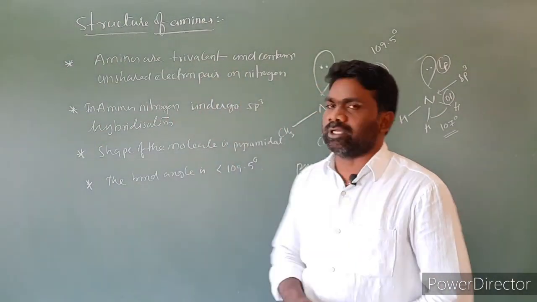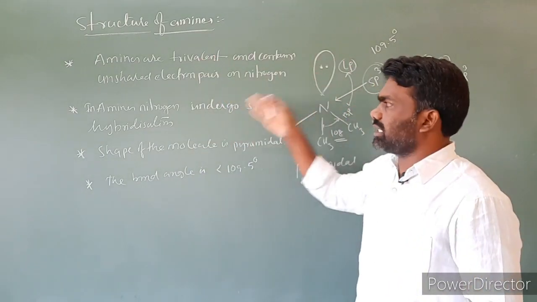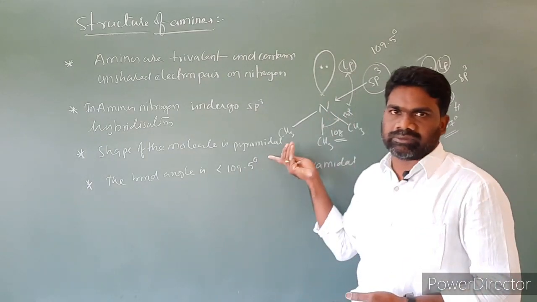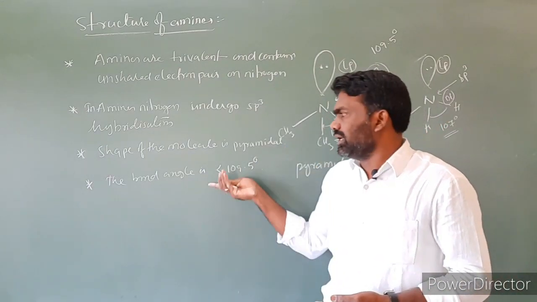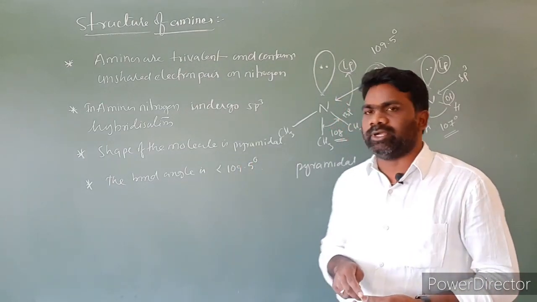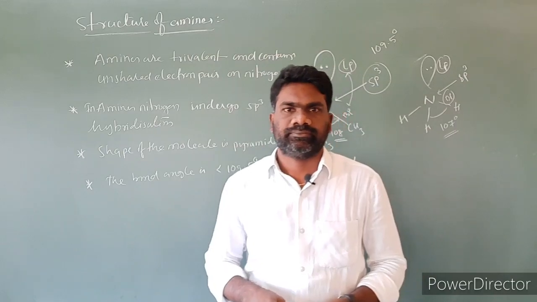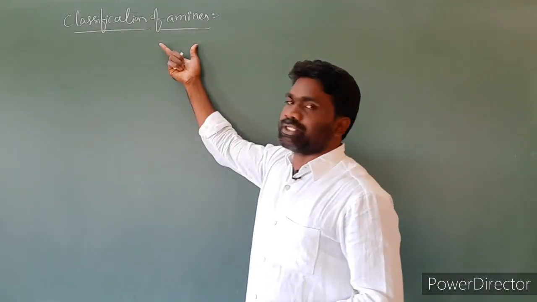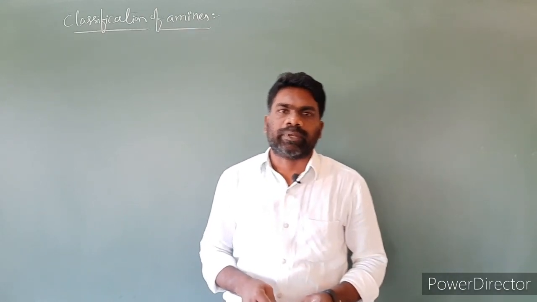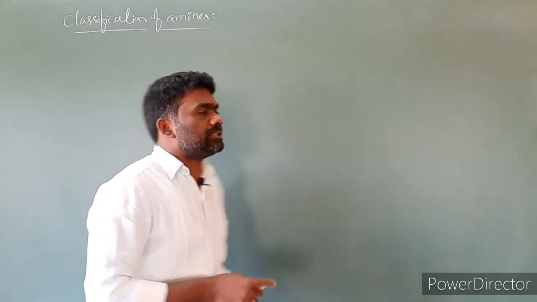These are the 4 points you have to write. First point regarding the valency, trivalent and lone pair. Second one relating to the hybridization. The third one relating to the shape of the molecules, which is pyramidal. And the next one relating to the bond angle, which is less than 109.5 degrees. This is the structure of amines. Next, classification of amines. Amines are classified into 3 types: primary amines, secondary amines and tertiary amines. Let us write them.